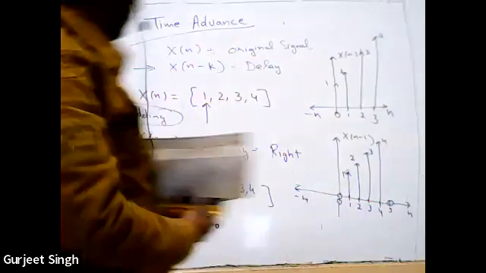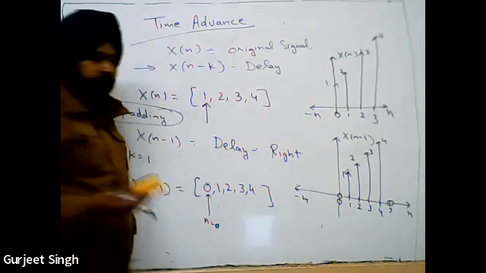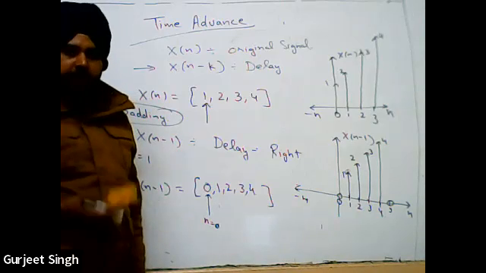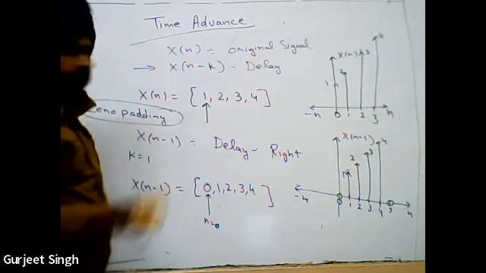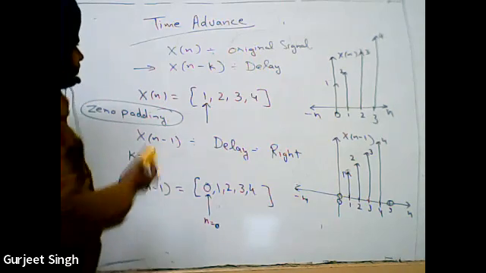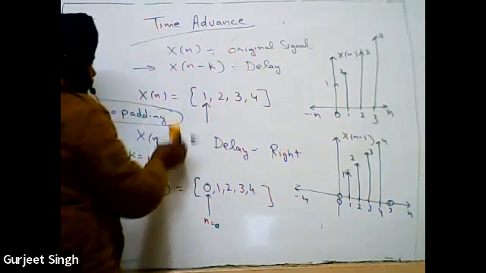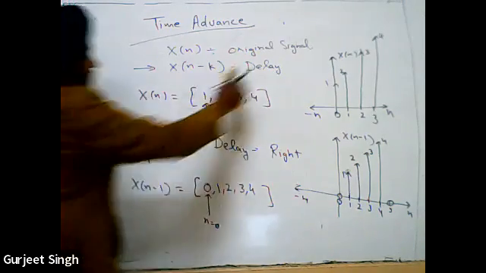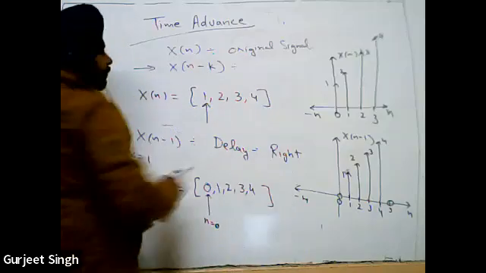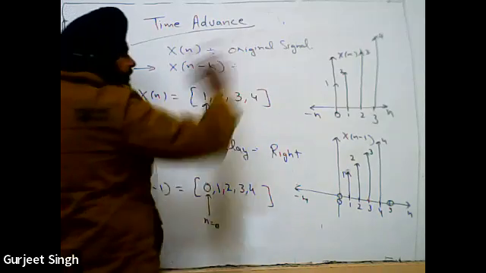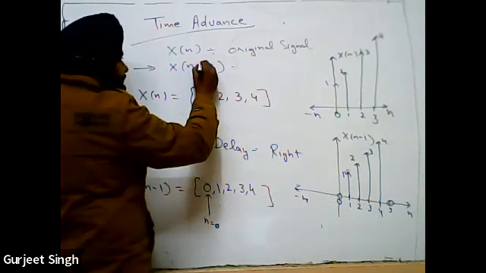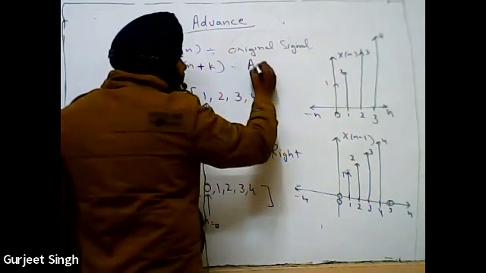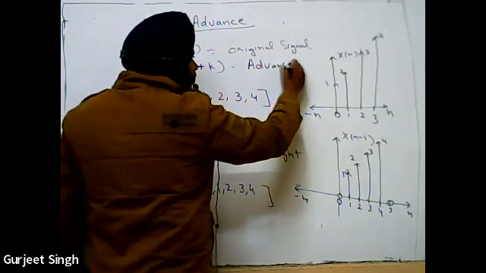Time advance is possible only when I have stored the signal in the memory of the computer. Then there is a possibility that we get this time advance signal. So what is the time advance operation? If we have x[n] as the original signal, then with the plus sign we have x[n+k], that is the signal advance operation.